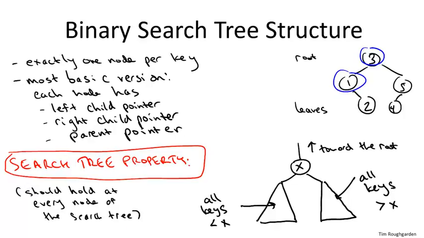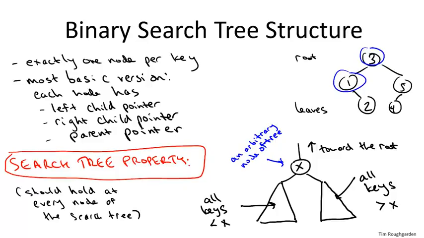That's why I wrote strictly less than in the left subtree and strictly bigger than in the right subtree. But search trees can easily accommodate duplicate keys as well. You just have to have some convention about how you handle ties. So for example, you could say that everything in the left subtree is less than or equal to the key at that node, and then everything in the right subtree should be strictly bigger than that node. That works fine as well.